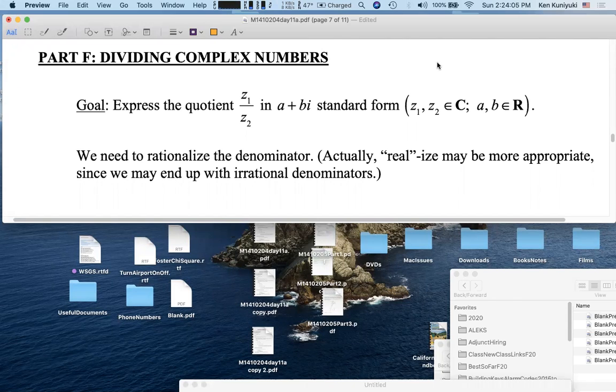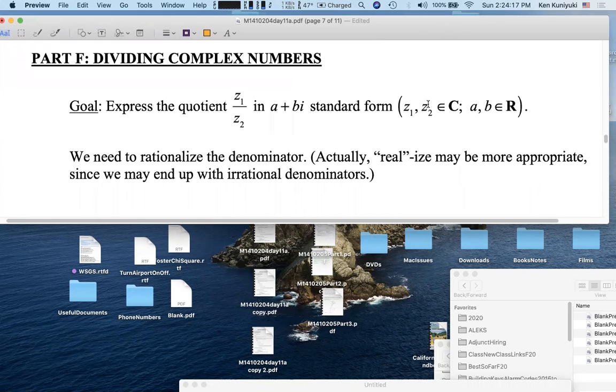Hi everyone, we're finally going to divide complex numbers. We're going to take the quotient of two non-zero complex numbers and express the result in standard form. And we're going to rationalize, or more precisely, realize the denominators with the help of perhaps complex conjugates.